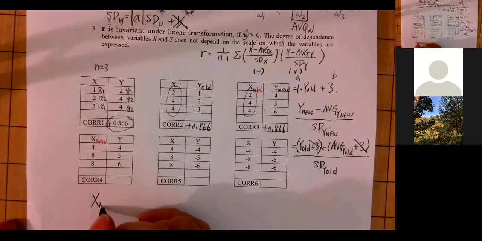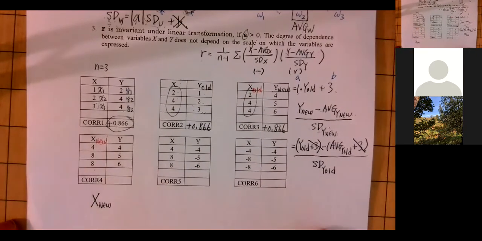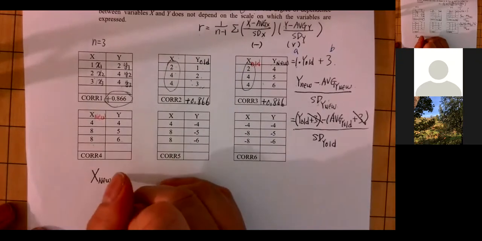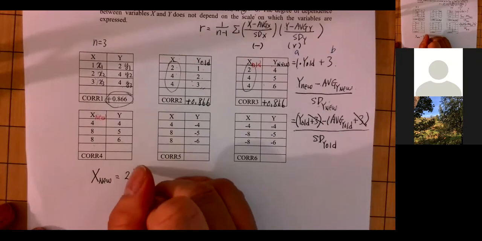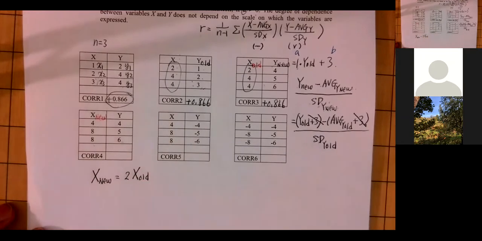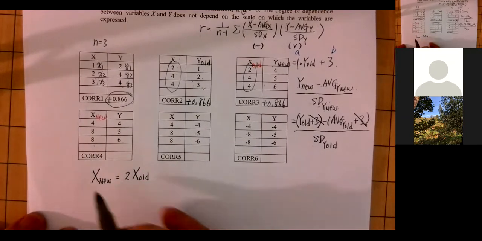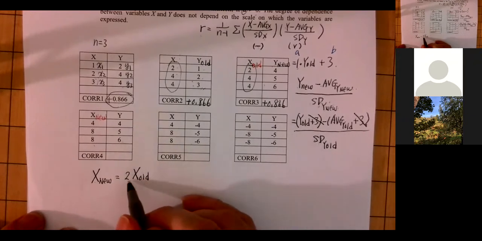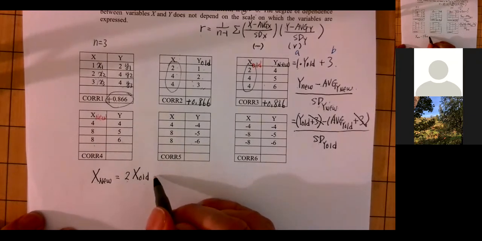Let's see how x new relates to x old. X new is x old times 2. So this is a linear transformation. The multiplier is 2. The displacement is 0.